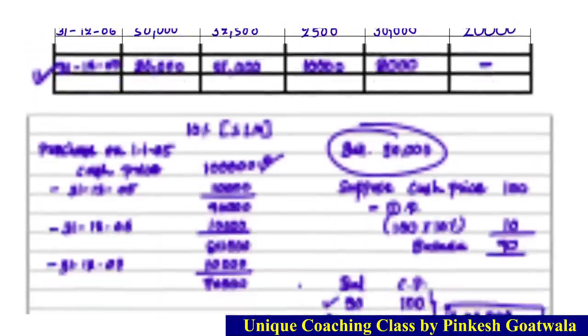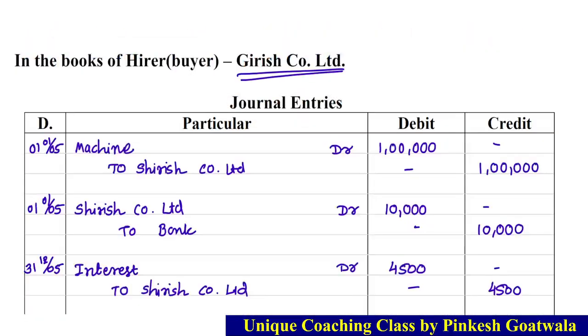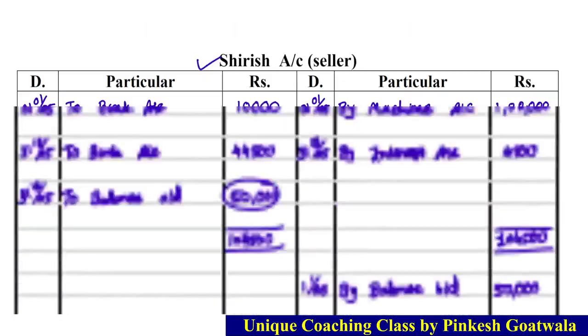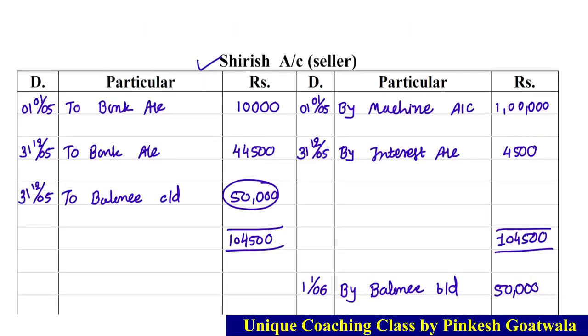So what we have to do? We have to write first year journal and give their effect into related account. And if you know journal perfectly, directly think the journal and directly give effect. For example, what is the first journal? First journal: machine to seller. So directly give effect: machine account debit, seller account credit.